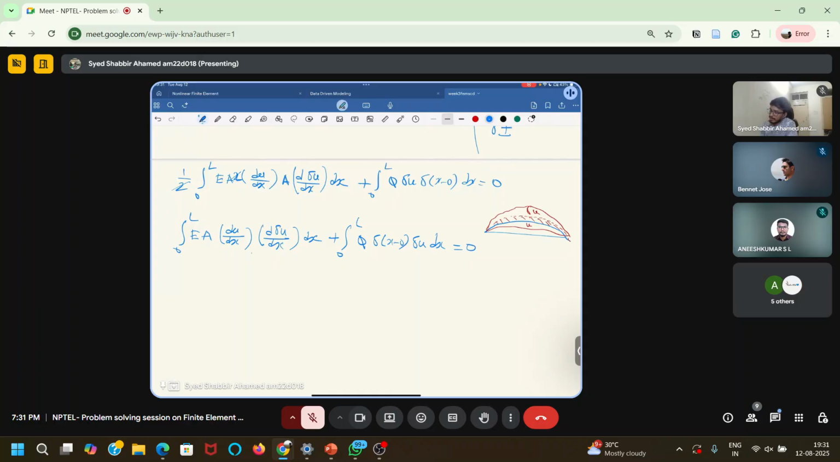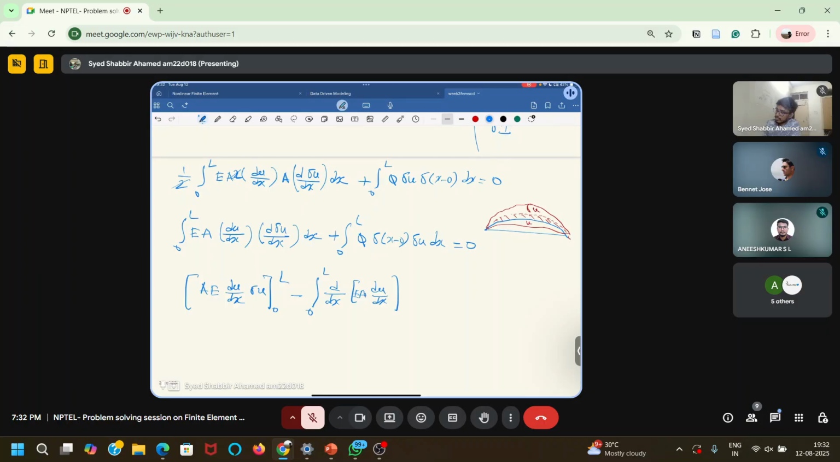Now if you do the integration by parts here, you will get A E into du/dx, and if you integrate this, you will get del u from 0 to L, minus d/dx of A E into du/dx, and there is also this del u, plus the integral from 0 to L of del of x minus 0 into del u dx is equal to 0.